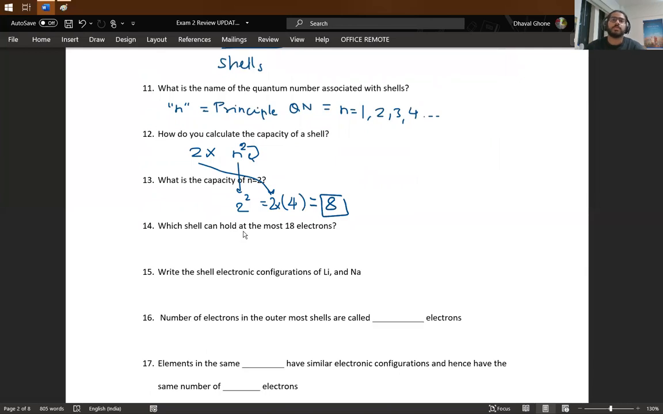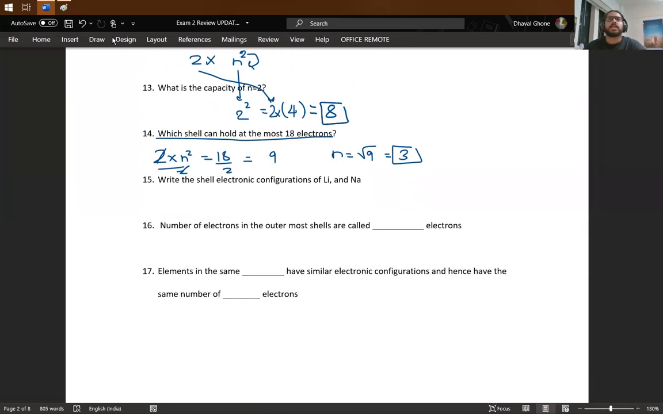A reverse question could be, if I tell you the capacity and ask you for the shell number. So this question says, which shell can hold at the most 18 electrons? So I'm telling you, 2 times n squared equates to 18. Can you find n? So to do this, you divide the whole thing by 2, which would cancel off this 2, give you 9. So what's left is n squared equals 9. So you'll say n equals square root of 9, which would be 3. The capacity of shell n equals 3 is 18. Okay. You can do the same thing for n equals 1 and n equals 4 as well.